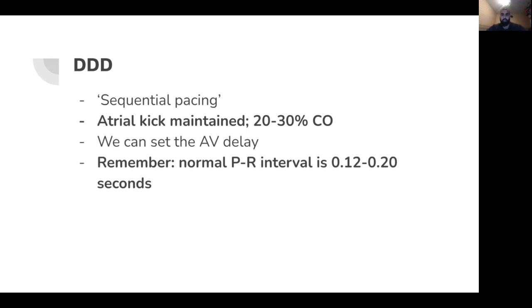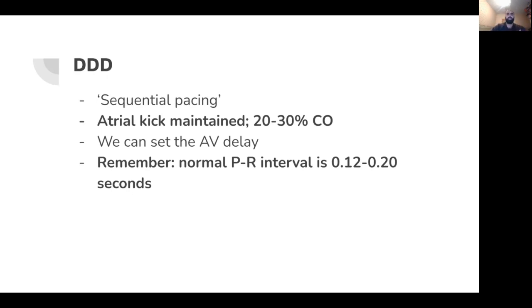Normally, the normal PR interval is 0.12 to 0.2 seconds. However, on the pacing box, we can set it. So if we set it to, let's say, 0.3, then it's going to wait 0.3 seconds before trying to pace the ventricles. So that's how DDD mode works.